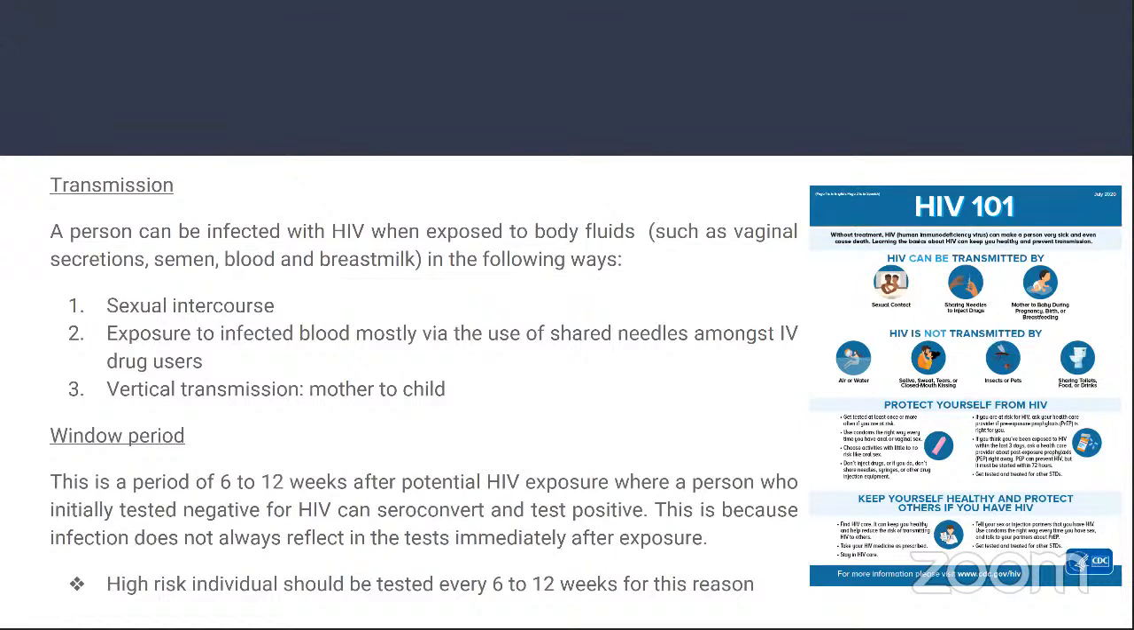The window period. So this is a period of 6 to 12 weeks after potential HIV exposure, where a person who initially tested negative for HIV can seroconvert and test positive. And this is because infection does not always reflect immediately after exposure. Therefore, high-risk individuals should be tested more frequently. I found a little poster that might be interesting for people to look at if you look at our slides.